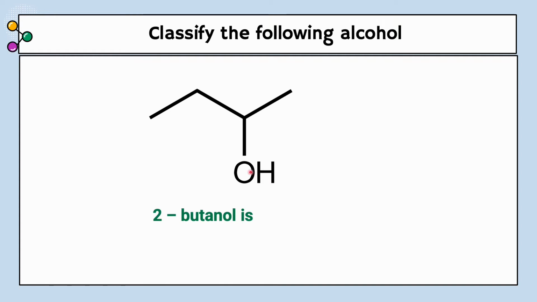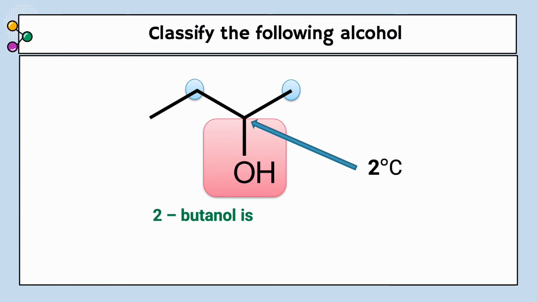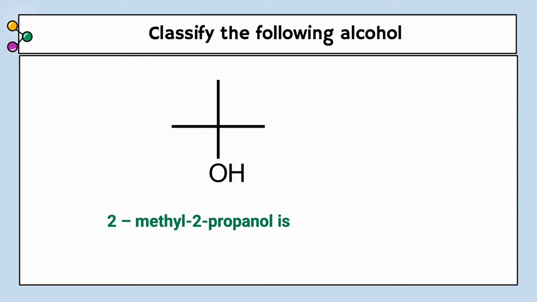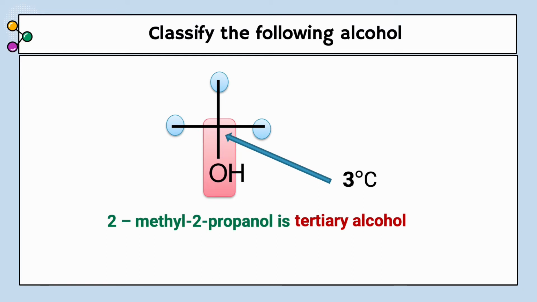Okay, for 2-butanol, the carbon that is directly bonded to the hydroxyl group is bonded to 1 and 2 carbon. So the class of carbon is secondary carbon. So it means that 2-butanol is a secondary alcohol. Okay, for 2-methyl-2-propanol, the carbon that has this hydroxyl group is bonded to 1, 2 and 3 carbon. So the class of carbon is tertiary carbon. So it means that 2-methyl-2-propanol is a tertiary alcohol.